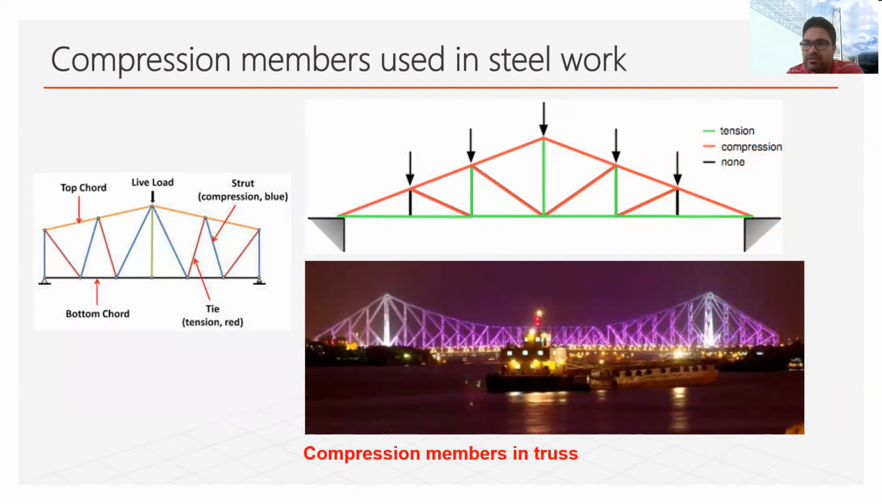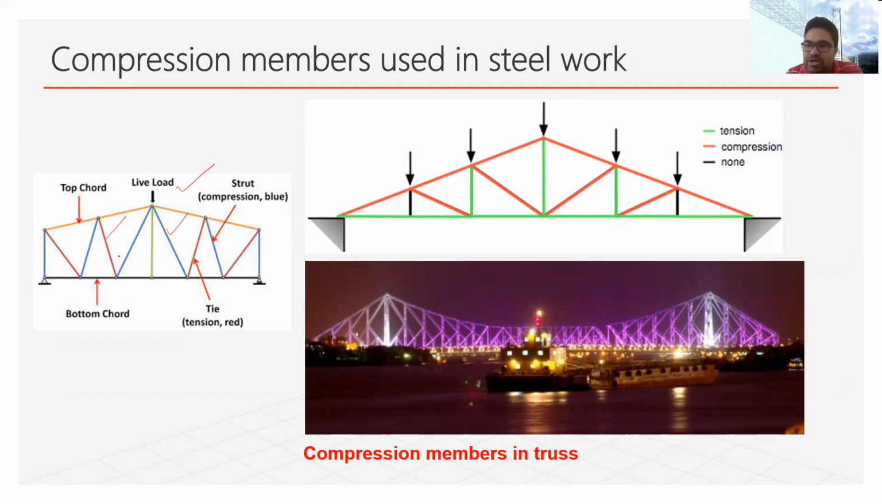If we look at the truss, in the truss also there are some members which are in tension and some members which are in compression. That depends on the configuration of the truss also. If you look at this truss, these inclined blue lines are actually called struts. Struts are the members which take the compressive force, and we call the red ones tie members. These tie members are subjected to the tension force.